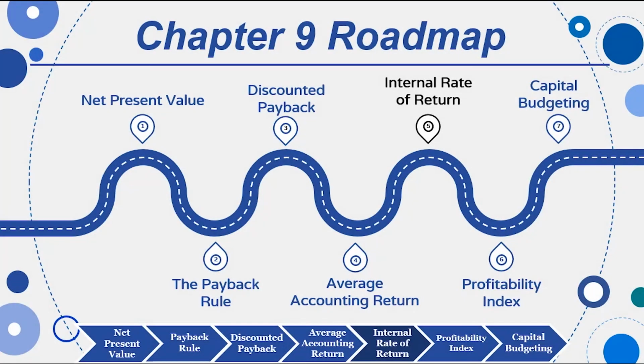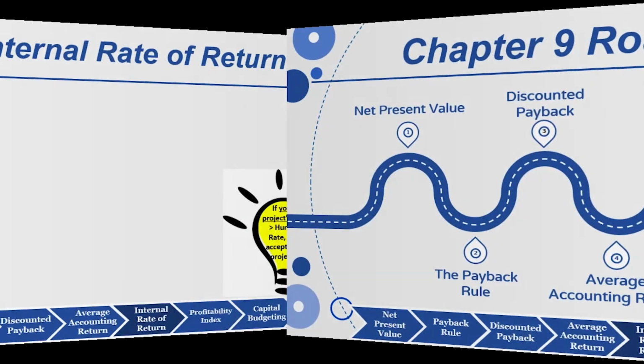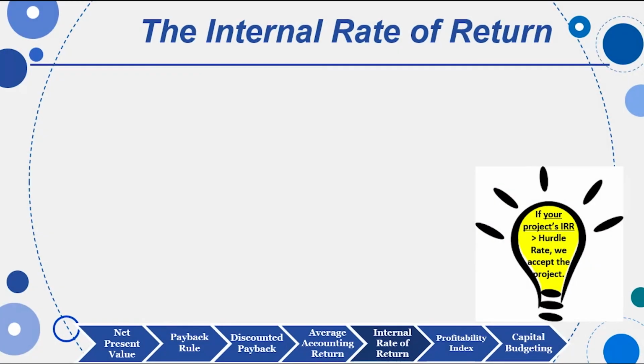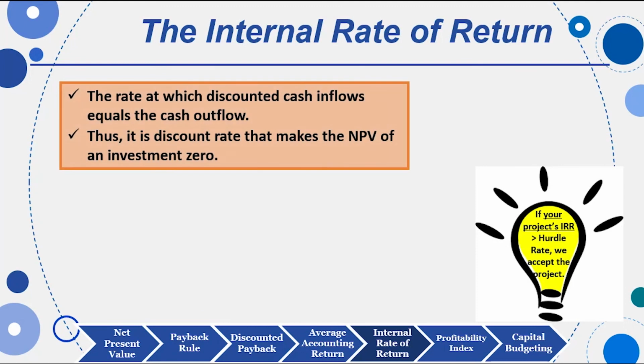Speaking of jumping over hurdles, let's talk about IRR, internal rate of return, a very popular method for looking at major capital investment projects. And what exactly is that decision rule? Well, it's in the light bulb. If your project IRR is greater than the hurdle rate or required rate of return in your company, again, you have to ask that of the CFO, we're going to accept the project.